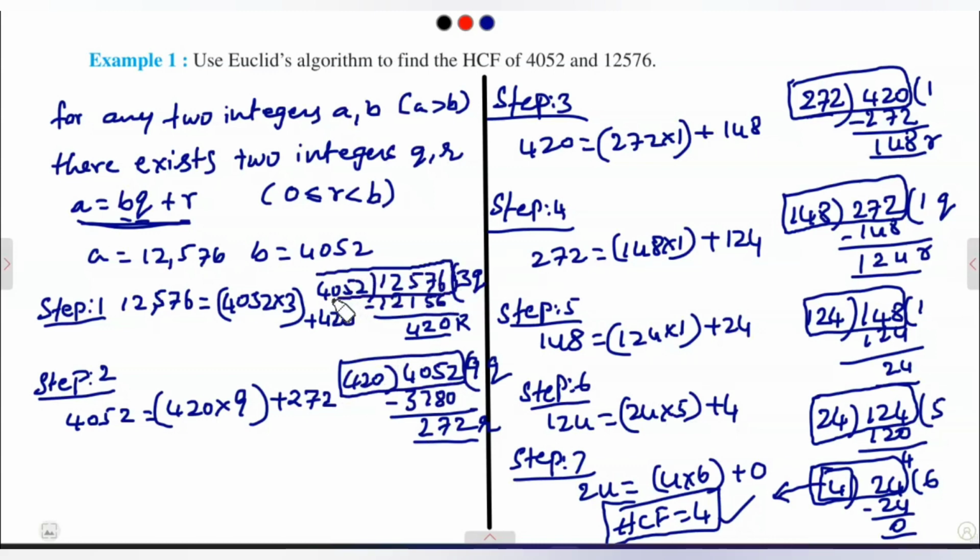Not only the required numbers asked in the question, HCF of 4052 and 12,576. The HCF is obviously 4 because at the last step we got 4 as the divisor where the remainder is 0. Not only for these two numbers, for every pair of divisor and dividend in every step, HCF is 4 only. So you can understand that this division algorithm works for finding the HCF of any pair of numbers. Okay, let's continue to the next example problem.